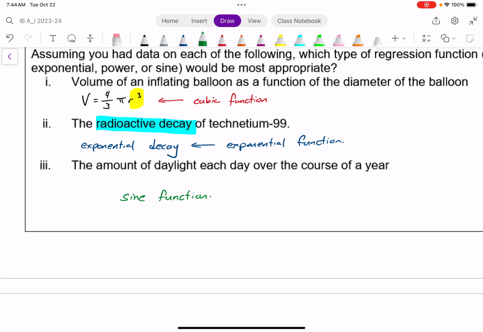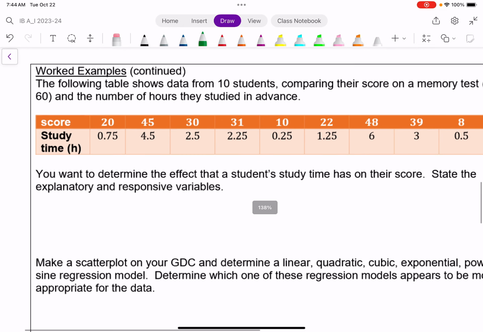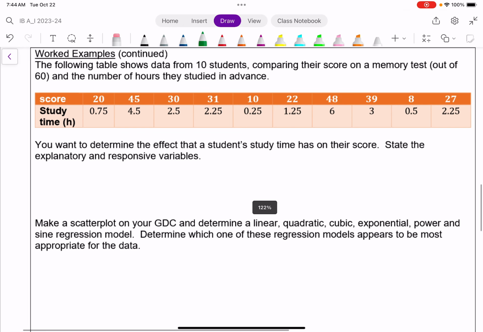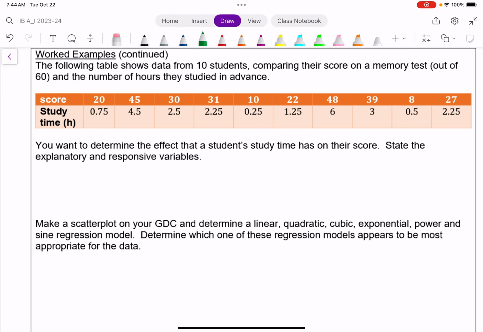All right. So let's now, for the rest of this, look at this one set of data here, which is showing a comparison between study time and the score on a memory test of 10 students. So first we want to determine how the study time affects their score. So knowing that, what would be the explanatory and response variables? And remember again, explanatory are our x variables, or on the x-axis, response variables are the y.